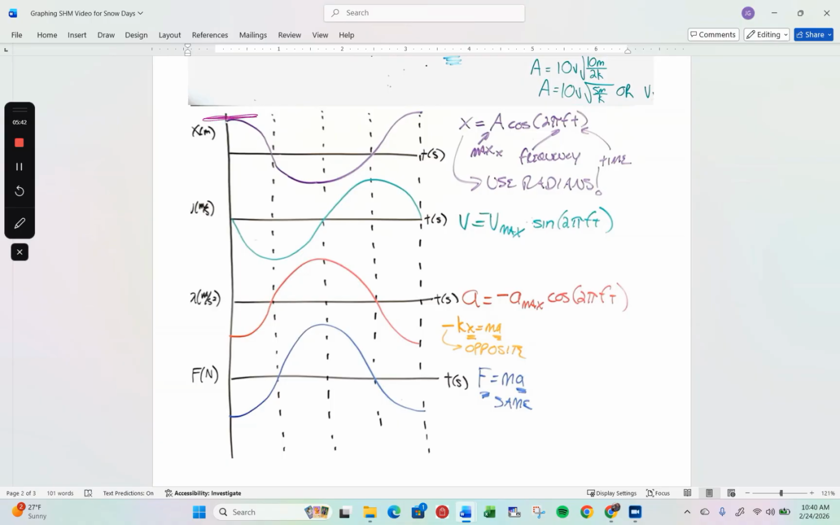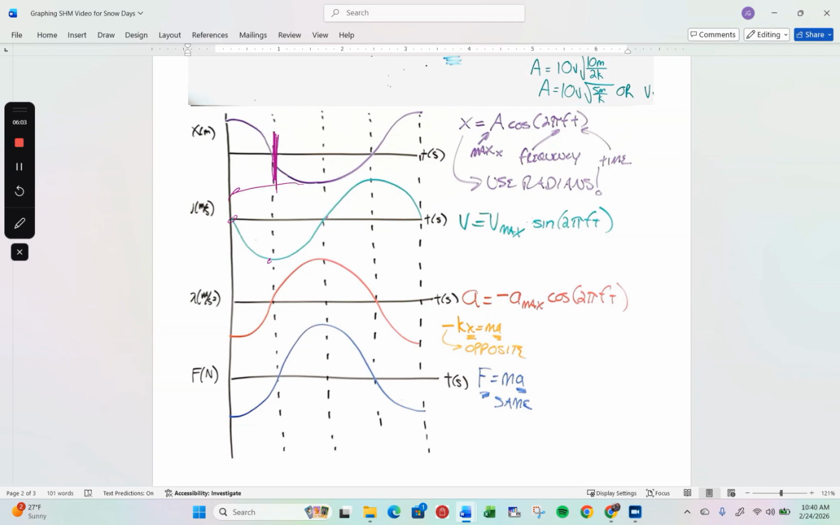A couple things about this. It's been a long time, but to go from a position-time graph to a velocity-time graph, we look at slope. The slope in the beginning here is 0, then it's negative, then it's 0, then it's positive. And if you look, your velocity goes from 0 to negative, 0 to positive. So you could look at slope.